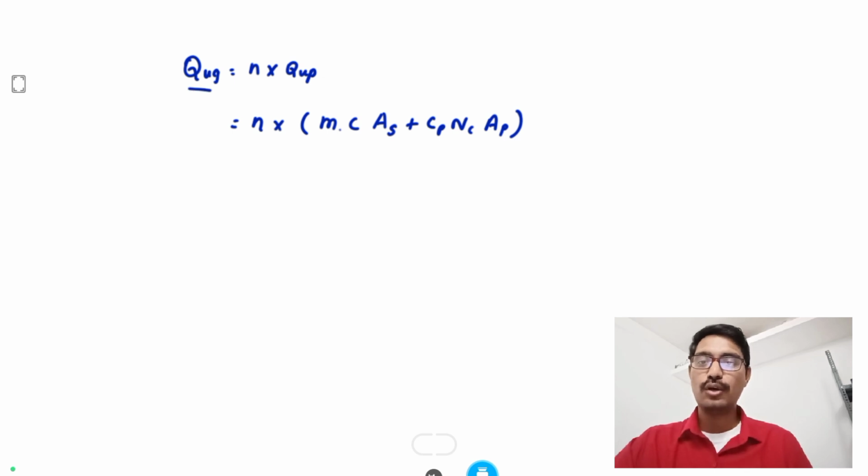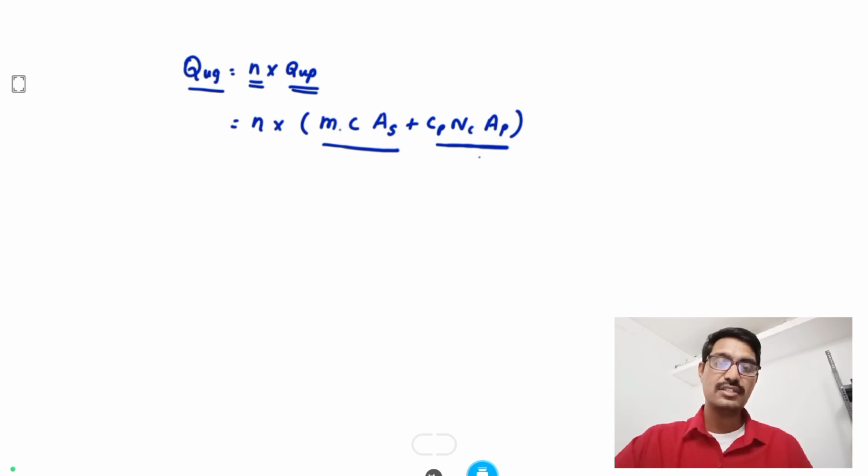So this is the group capacity of the pile. N is the number of piles in a group. Then Qup is the individual pile carrying capacity. Now we can use this portion as the surface area, that is the friction area. Then this part is known as the pile tip area. Here, alpha is the adhesion factor, and C is the cohesion for both tip and surface area.